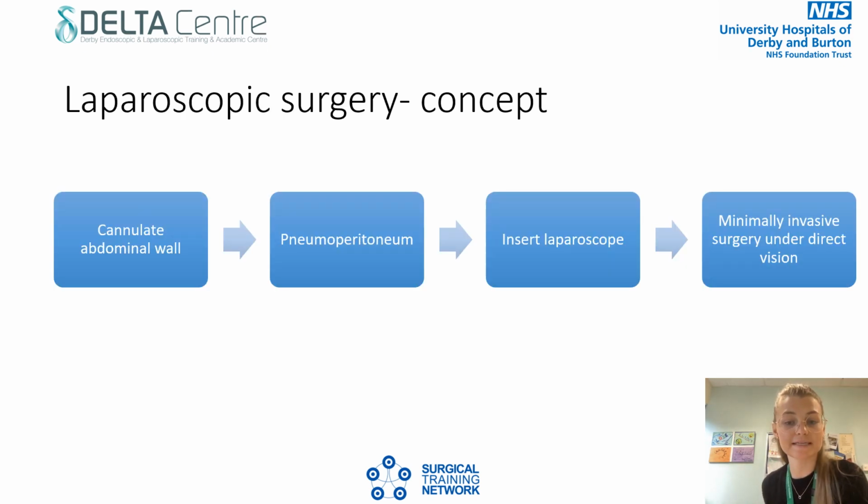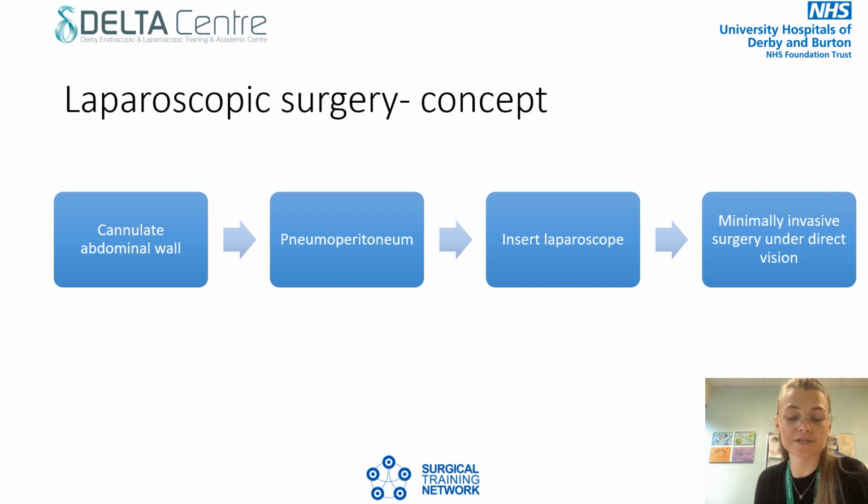Laparoscopic surgery is a minimally invasive surgery that occurs under general anaesthetic. There are four key concepts to laparoscopy. To start with, the abdominal wall is cannulated, which allows a channel to be created between the external environment and the abdominal cavity. This allows instruments to be put inside the cavity, but manipulated from the outside. Then carbon dioxide is pumped into the abdominal cavity, reaching a certain intra-abdominal pressure, and this allows the abdominal wall to rise so you can better visualise the viscera.